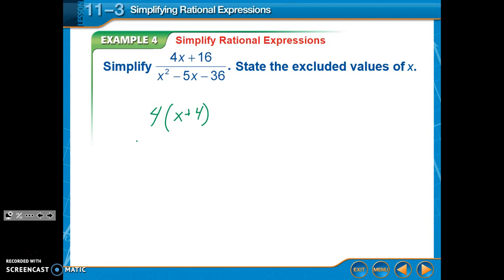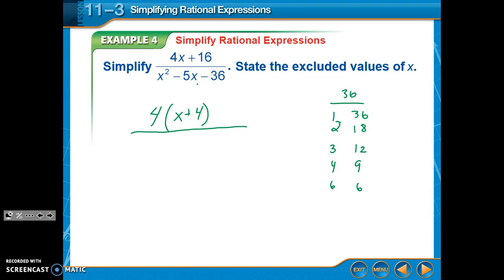Okay, and then I want to factor the bottom. So in this case, I want to multiply to 36 and add to 5. So what are the factors of 36? I have 1 and 36, 2 and 18, 3 and 12, 4 and 9, and 6 and 6. And I think that's all of them, and then just reverse them.